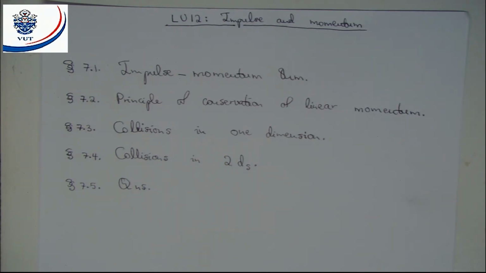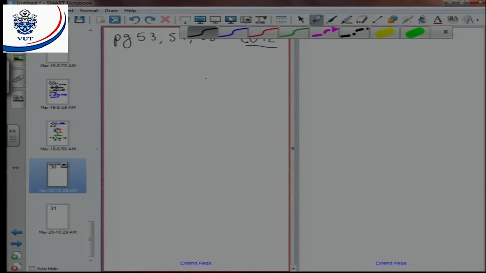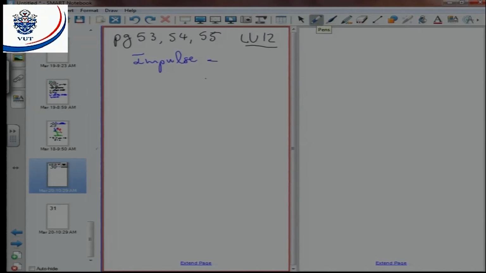And then we'll go straight to some questions from the study guide. Okay, so from the study guide, this is on pages 53, 54 and 55. So this is learning unit 12. Okay, so what are we studying? As I've said already, it's impulse and momentum.